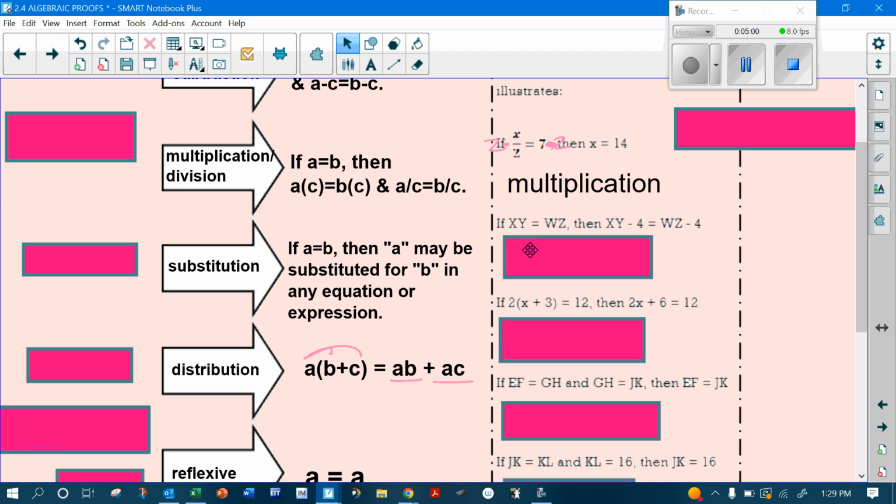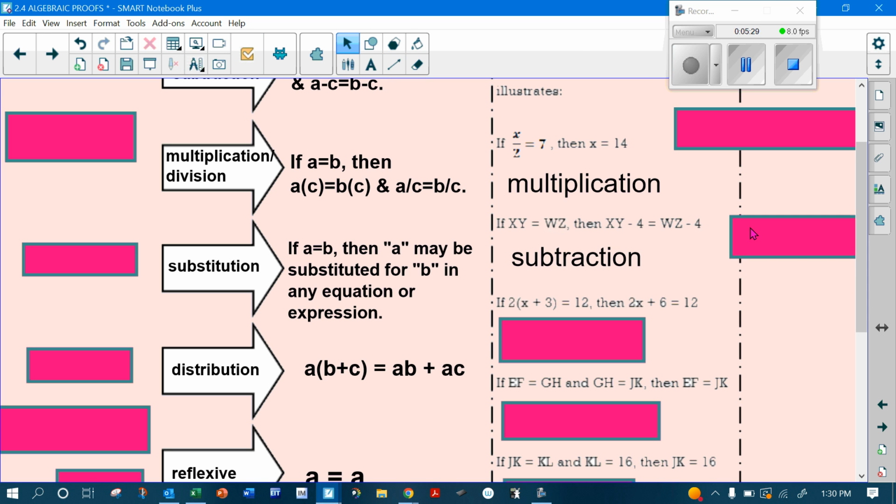Okay, if xy is equal to wz, then xy minus 4 is equal to wz minus 4. So how did I go from here to here? Well, I subtracted 4 from both sides. So that is the subtraction property. I had an xy, and then it became xy minus 4, so that means I subtracted from both sides.